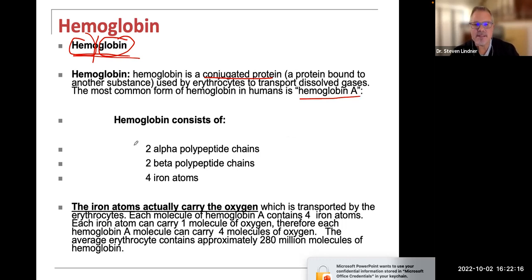And hemoglobin is going to consist of 2 alpha polypeptide chains, 2 beta polypeptide chains, and 4 iron atoms. The iron atoms actually carry the oxygen, which is transported by the red blood cell. Each molecule of hemoglobin A contains 4 iron atoms, and each iron atom carries 1 molecule of oxygen. Therefore, each hemoglobin A molecule can carry 4 molecules of oxygen. The average erythrocyte contains 280 million molecules of hemoglobin.